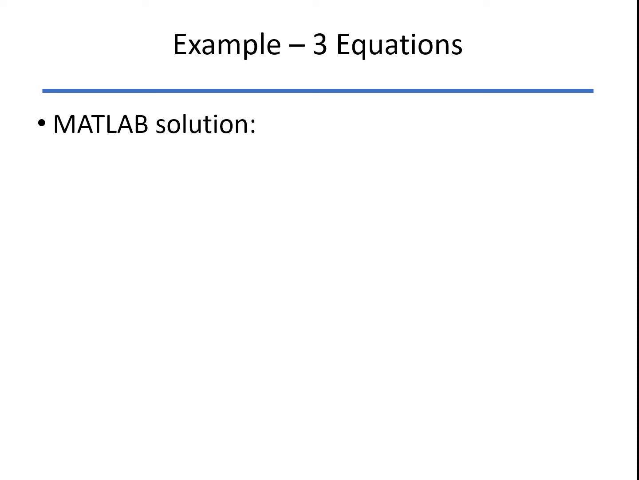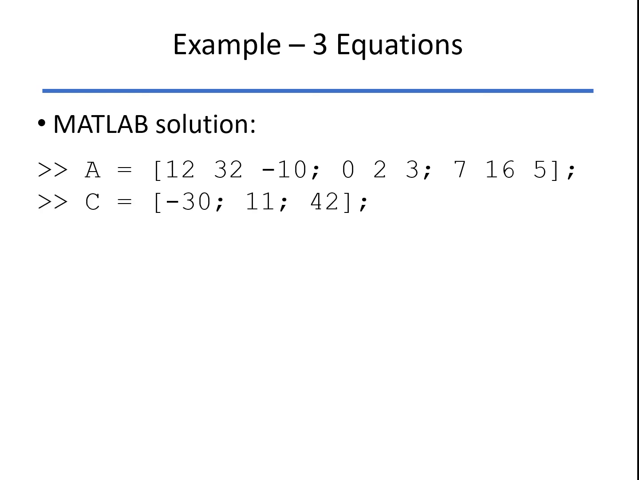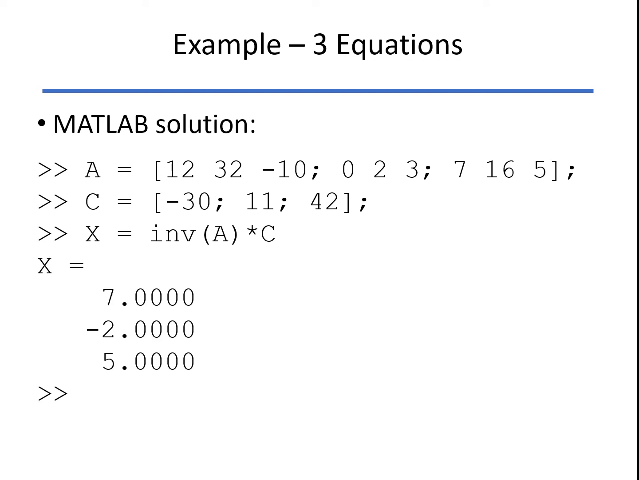Now to do this in MATLAB, first of all, the coefficient matrix is entered, and remember we use spaces and/or commas to separate elements of a row, and a semicolon advances to a new row, so that's a 3 by 3. Our constant matrix is a column matrix, so again semicolons separating those elements. And finally, to solve, our solution for x is equal to the inverse of A, which is just inv of A, multiplied by the constant matrix C, and there's our answer, 7, minus 2, and 5.